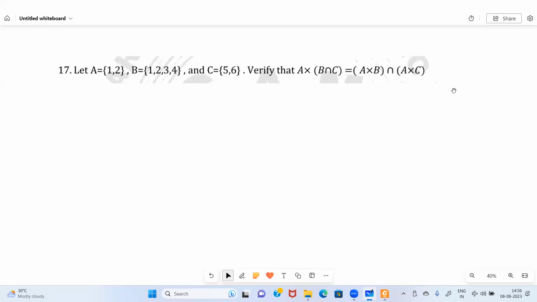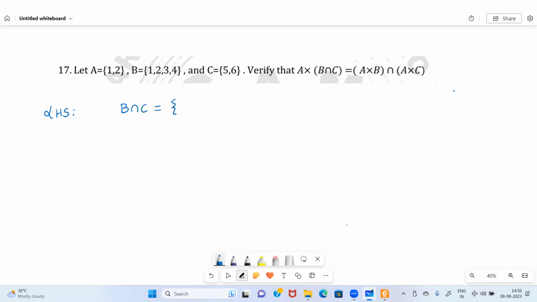Okay, now we have to verify whether A cross (B intersection C) is the same as (A cross B) intersection (A cross C) or not. First, let's verify the LHS. Let's find out what the LHS is. For that, we need B intersection C, the elements which are common to both B and C.